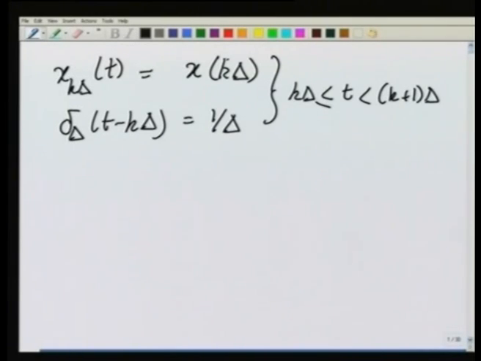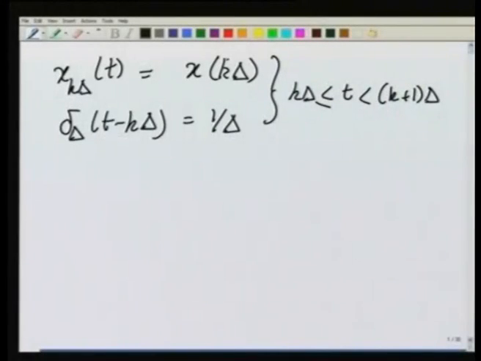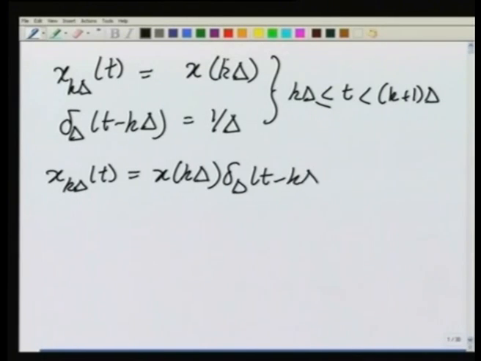So, clearly by comparing these two, and both these functions are 0 outside this interval of k delta to k plus 1 delta. So, in order to express x k delta of t in terms of delta delta of t minus k delta, all we have to do is scale delta delta of t by x k delta of t, which is x of k delta. We can therefore write that x k delta of t equals x of k delta delta delta t minus k delta.